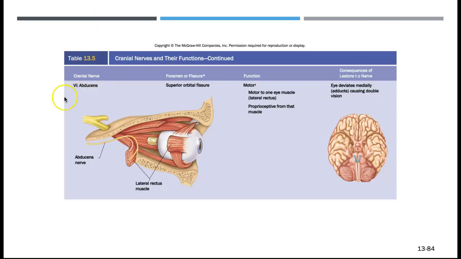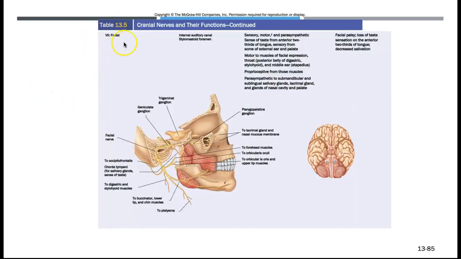Then we have cranial nerve number 6, which is your abducens nerve. This is going to exit through the superior orbital fissure along with cranial nerve number 3 and 4. And then we're going to have it go and supply just one muscle here, our lateral rectus muscle. So extrinsic eye control, and we also have proprioceptive information from that. And if we were to have a lesion here, it would cause the eye to deviate medially or adduct, causing double vision as well.